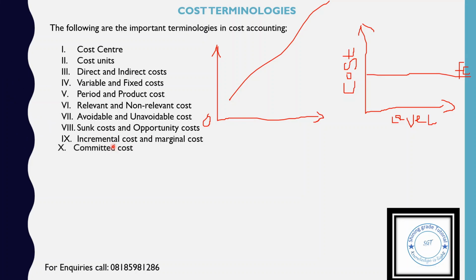Alright, now committed cost as well. A cost can be committed. That means the management has taken a decision in the past to carry out an obligation, and as a result of a legal form, the management is deemed fit to carry out such obligation. So such cost becomes a committed cost. No matter the decision of the management, if the management goes on with such decision, the management will have to carry out such cost, will have to pay that cost.